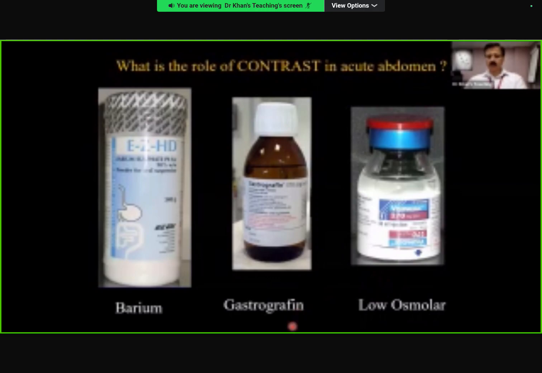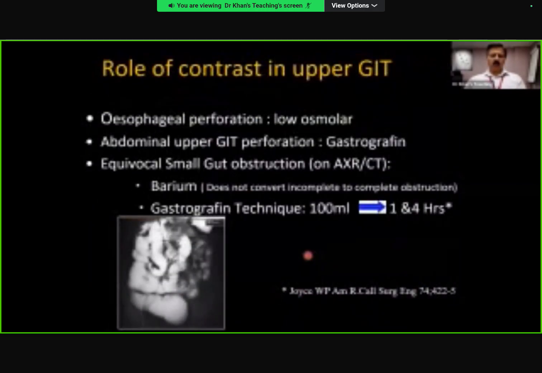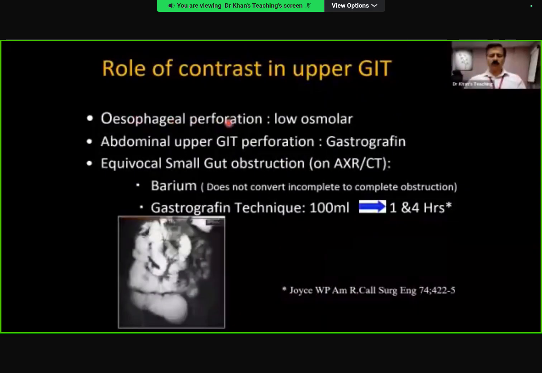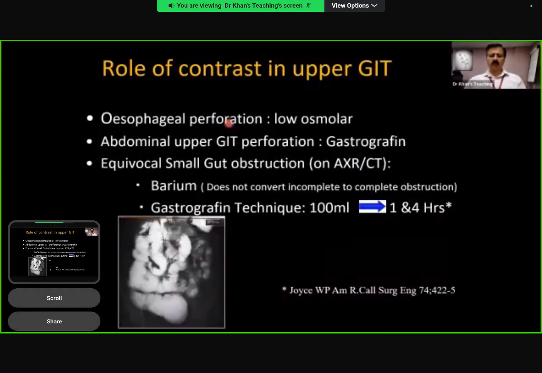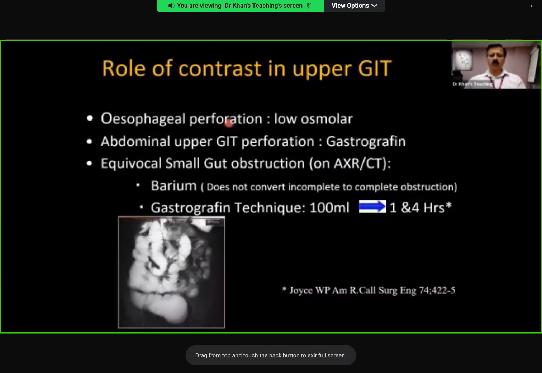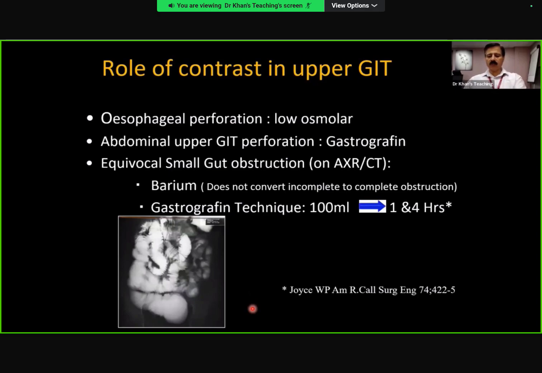So, take home points: for esophageal perforation, use low osmolar contrast agent. If you use barium, what happens is barium goes out. For example, if the barium goes into the mediastinum, later on it will sit there. It might cause fibrosis. If there is aspiration, you don't want it to go into the lungs, where again it can remain there and cause fibrosis, etc. Though it is not as dangerous as gastrographin.